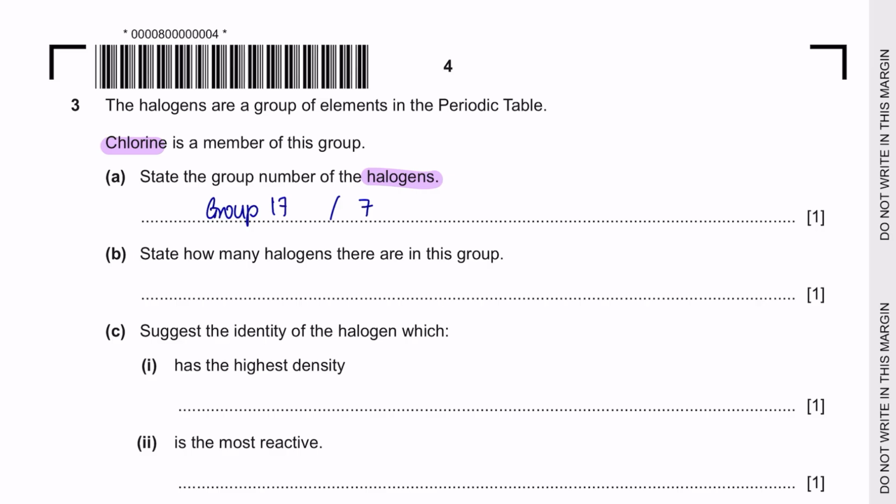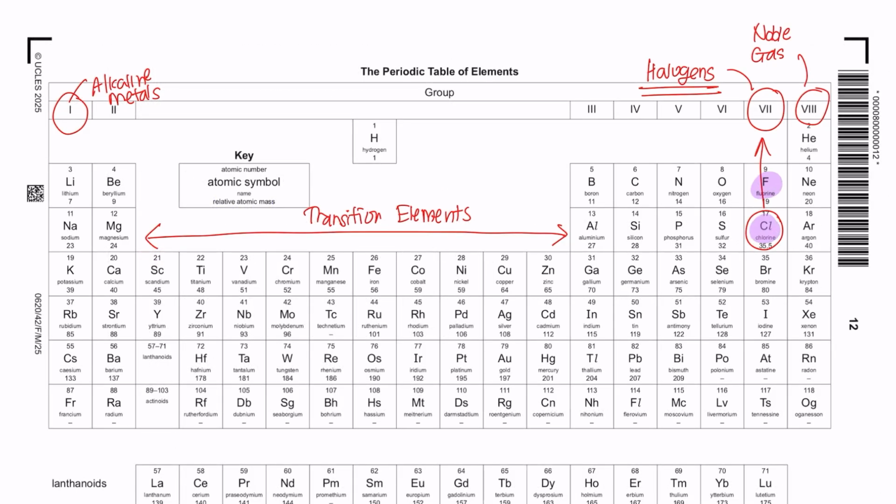Next, question B. State how many halogens there are in this group. So you've got 1, 2, 3, 4, 5, and 6.